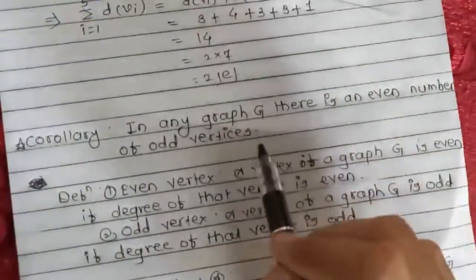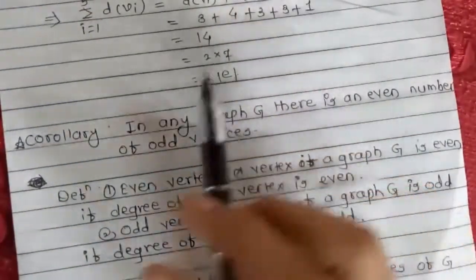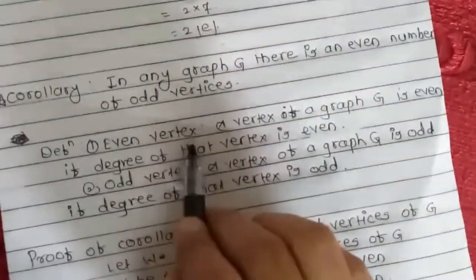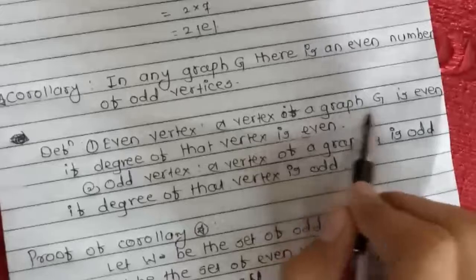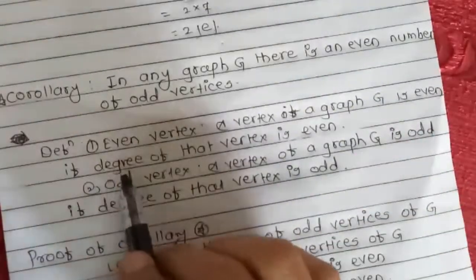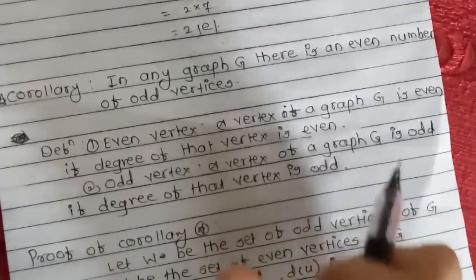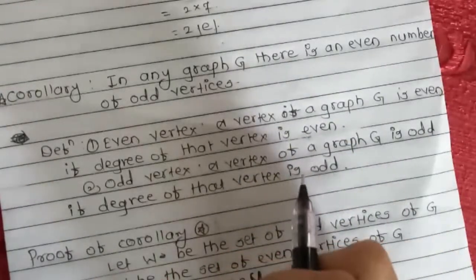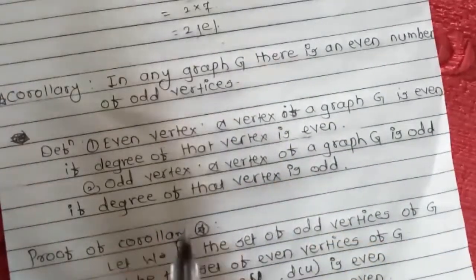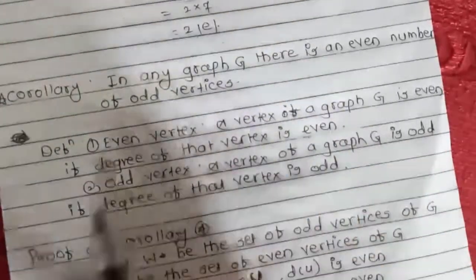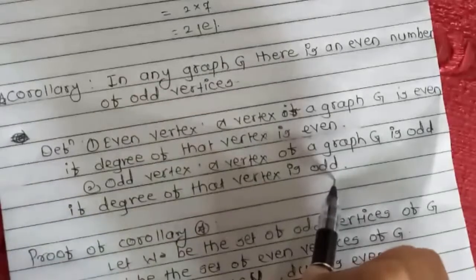To prove this corollary, first we see the definition of even vertex and odd vertex. An even vertex means a vertex of a graph G is even if the degree of that vertex is even. That means if some vertex has even degree, this vertex is an even vertex. And an odd vertex: a vertex of a graph G is odd if the degree of that vertex is odd.